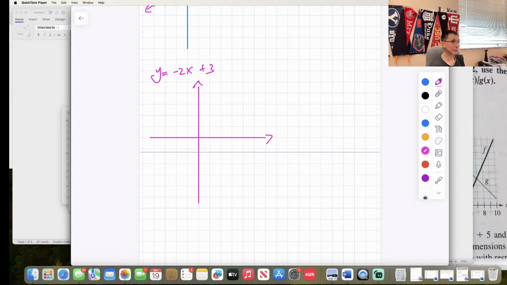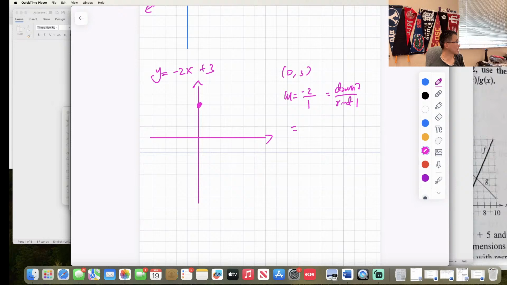Samuel, what's the y-intercept? Don't tell me 3. It's a coordinate. Y-intercept is a coordinate. 0, 3. Good. So it's going to be this point. What's my slope? Can you say that again? Down 2, right 1. So -2 means down 2, right 1.